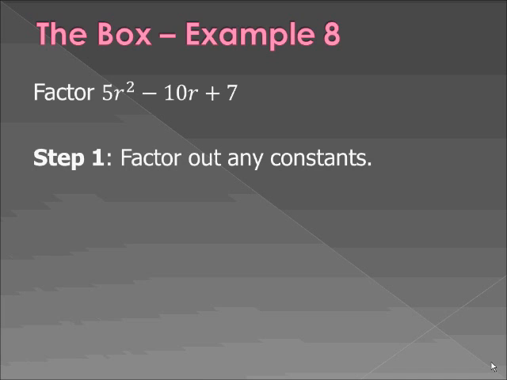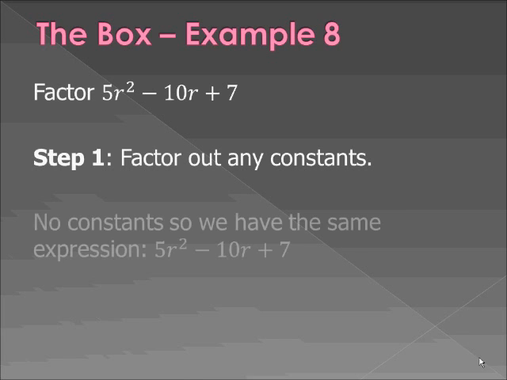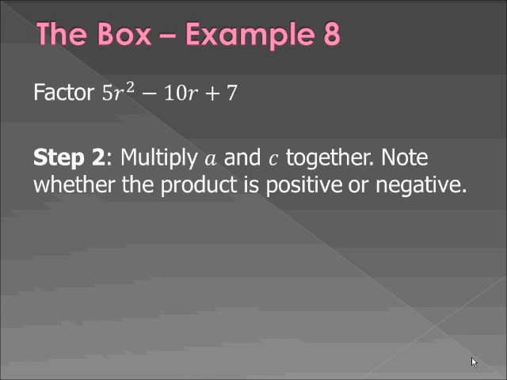Here's example 8. You're going to factor 5r squared minus 10r plus 7. So step 1 is to factor out any constants. There are no constants, so you're left with what you started with. For step 2, you're going to multiply a and c together, and you want to note whether the product is positive or negative. So 5 times 7 is 35, and it's positive.